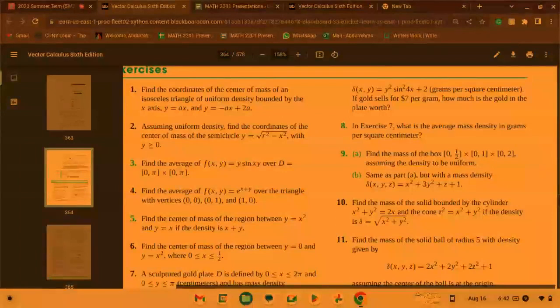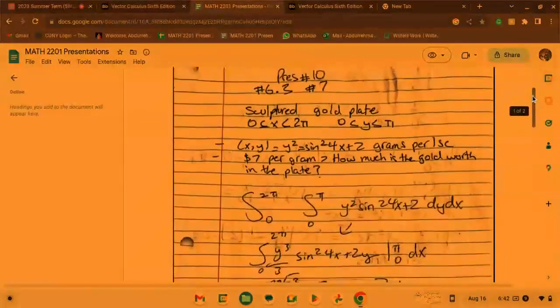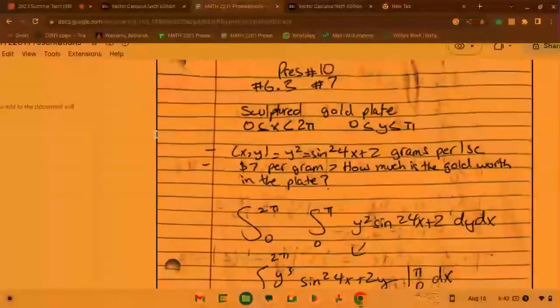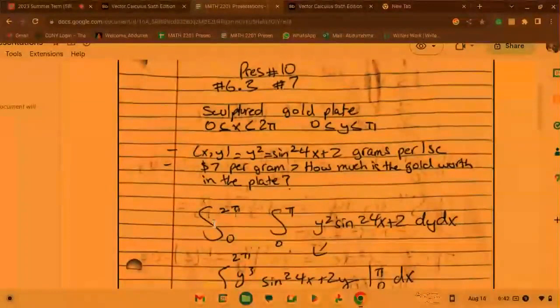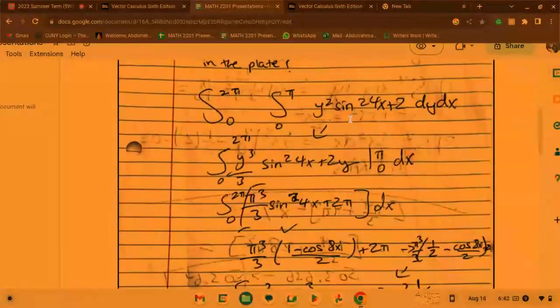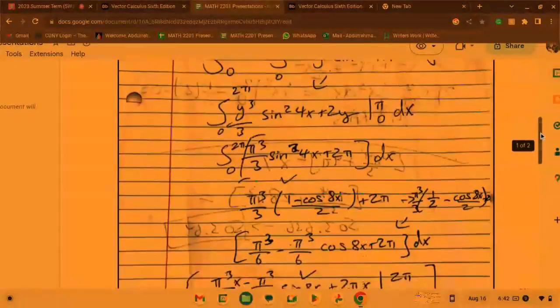What we're trying to find out is the actual price after finding the total weight, or the mass, of the gold in the plate. So of course it's a double integral, and we're given the range for the x and the y. So of course the first one is x, the outer integral, then the inner one is y, so 0 to 2 pi and 0 to pi. We plug in the function that we had, dy dx.